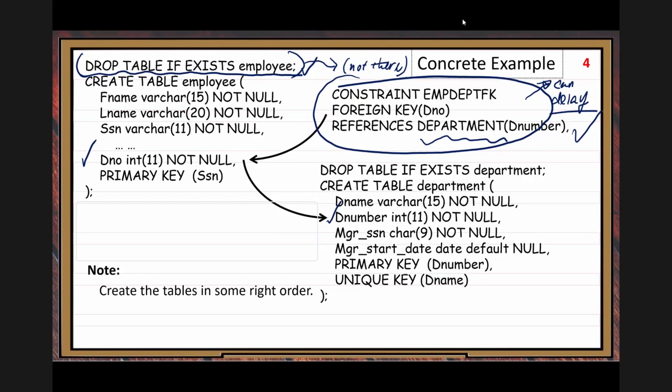Because the department table has not been created, you cannot run this constraint definition. So you have to delay it until after the department table has been created. Then you can run this definition. The rule: when you define a foreign key, the referenced table must be created. If it's not created, you need to delay your action until after it is created. Yeah, that simple. So you may ask how to delay your action, right? How to delay your action?